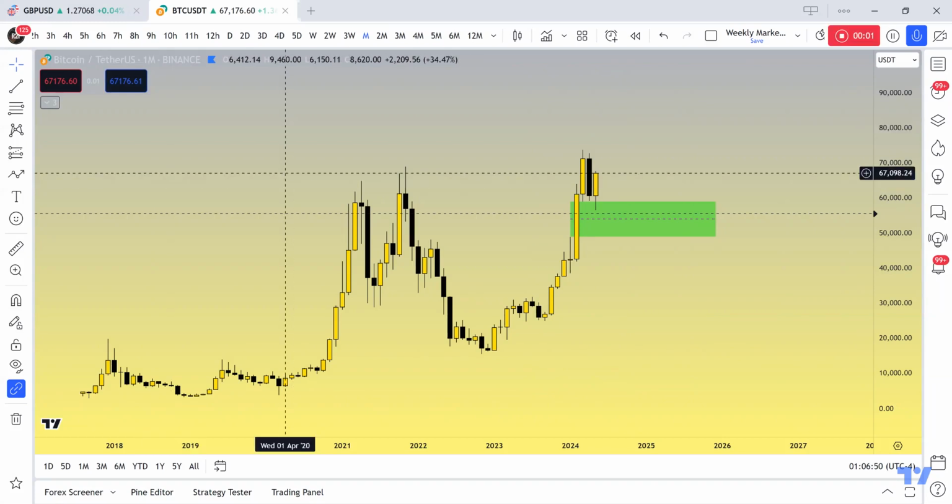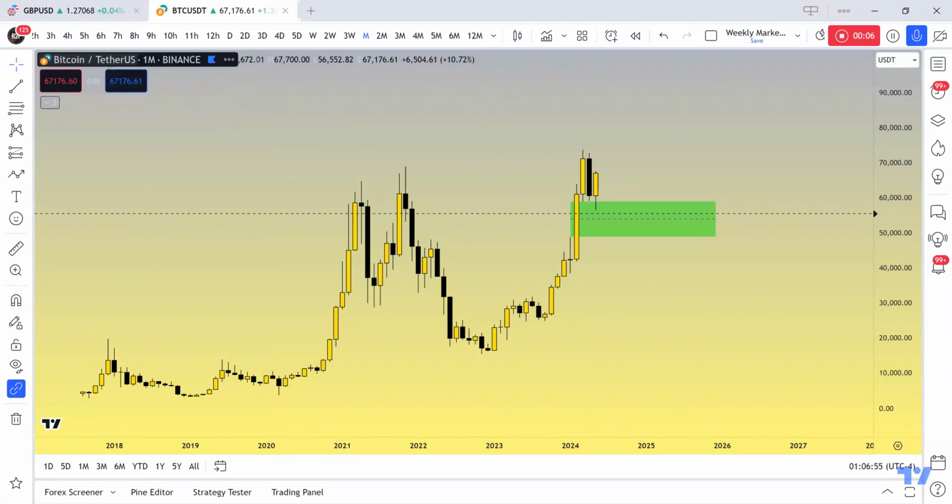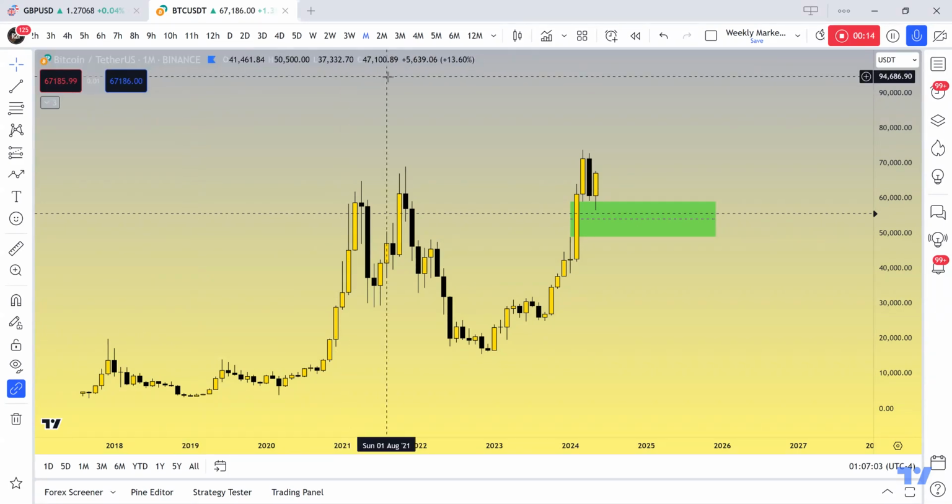Hello, everyone. I'm going to do a quick analysis on Bitcoin, the BTCUSDT chart, taking data from Binance. I'll be using ICT's concepts for my analysis. Without further ado, let's go ahead.